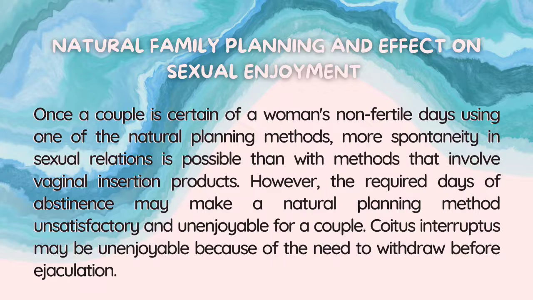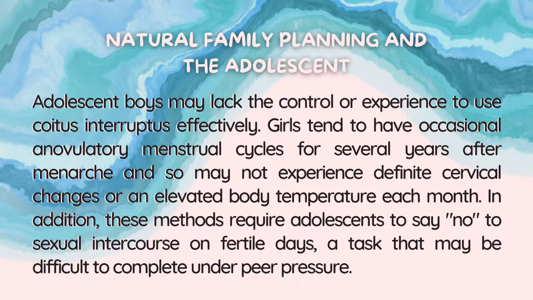The withdrawal before ejaculation. This is when the man removes his penis from the woman's vagina before he ejaculates, so the sperm do not enter the vagina. Sometimes this works, but it often does not, even if the man comes just outside the vagina. Some sperm may still be able to swim inside, and there can also be a few sperm in any pre-ejaculation fluids from the penis. Natural family planning in the adolescent.